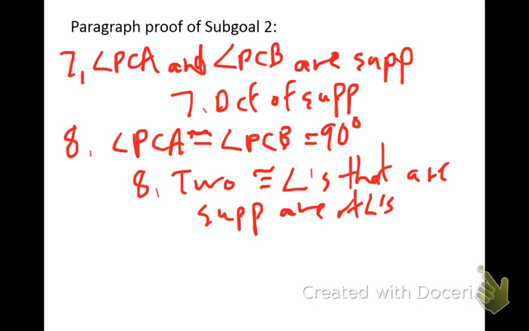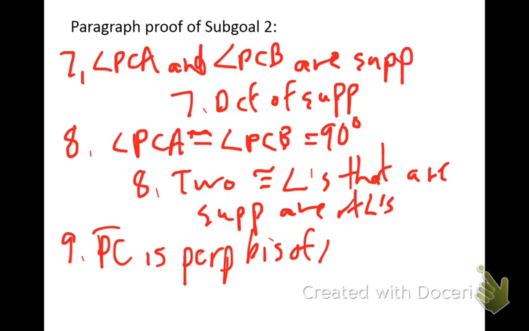Right? So then I can say step 9. Since we've shown that PC bisects AB and it's perpendicular to AB, we can say that PC is the perpendicular bisector of AB, and that's by definition of perpendicular bisector.